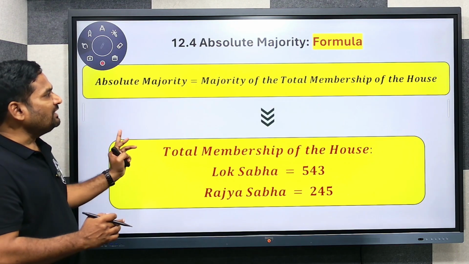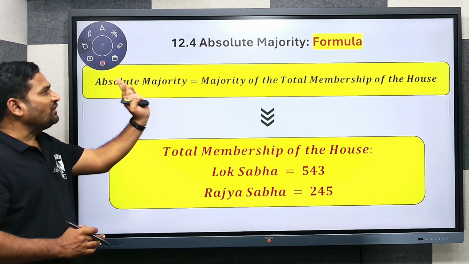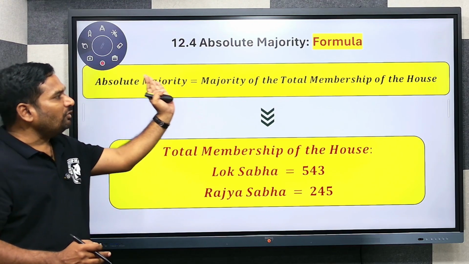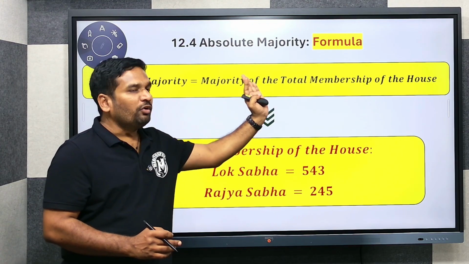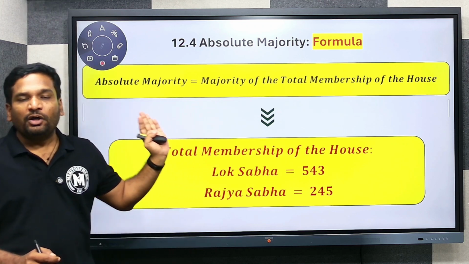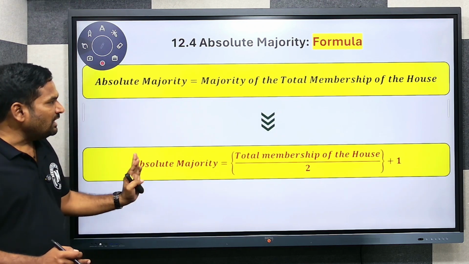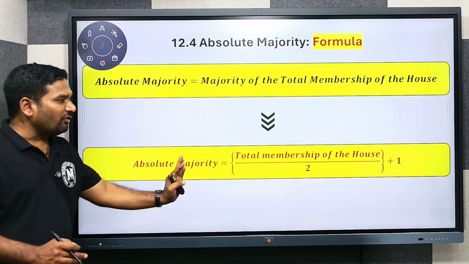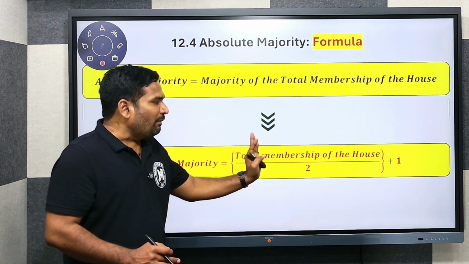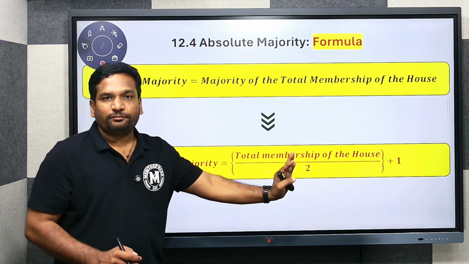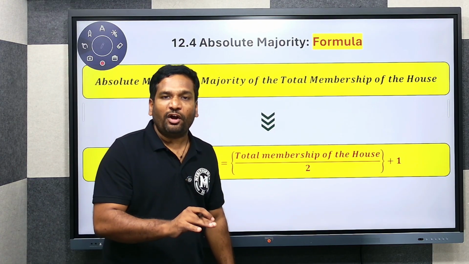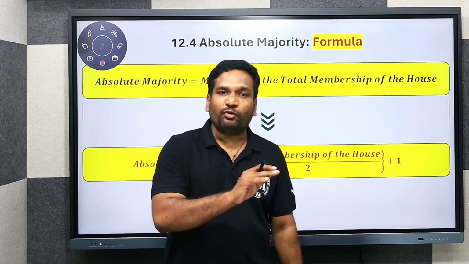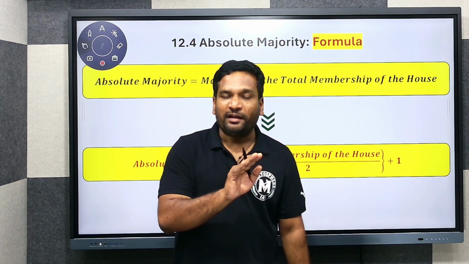Right? So having said this, the formula of absolute majority is: absolute majority is equal to majority of the total membership of the house. This is the formula actually. Absolute majority is equal to total membership of the house by 2 plus 1. So in the absolute majority, we are not deducting anything from the total membership of the house.